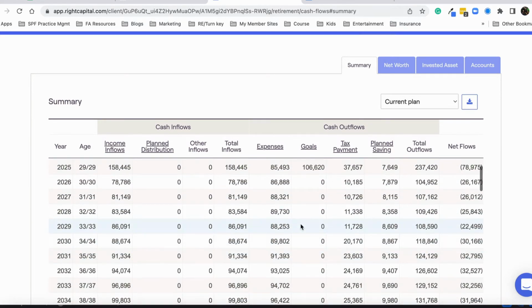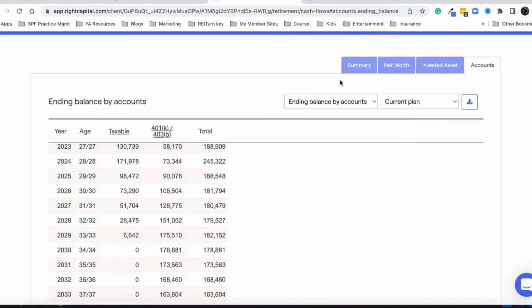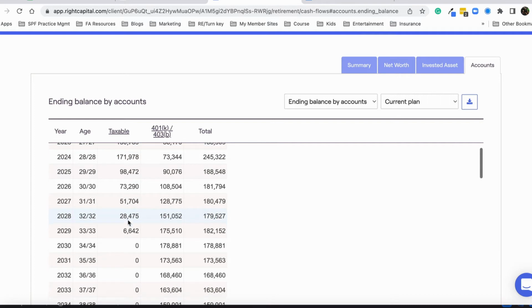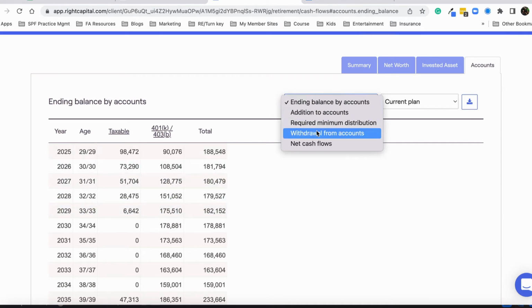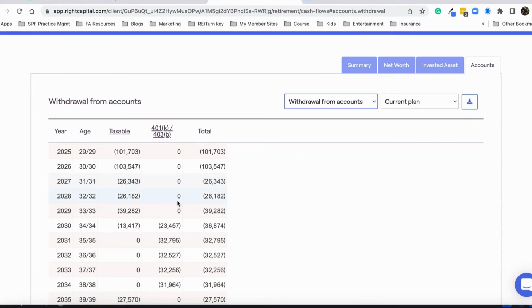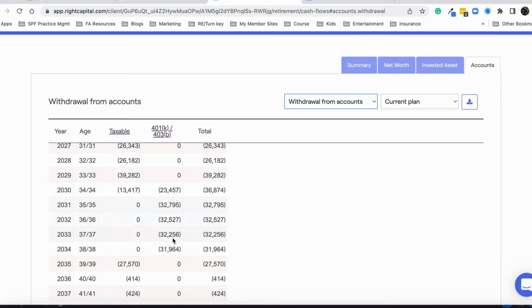So if we go back to accounts and we look at the ending balance by account, we could see that during that period of time, they're going to drain their taxable account, which is their savings account or their emergency fund. And then it looks like they're going to have to start taking withdrawals from Mike's 401k, which they don't want to do. So you could see these years here, they're taking withdrawals from the 401k until Lori goes back to work, and then they could start replenishing that savings account.